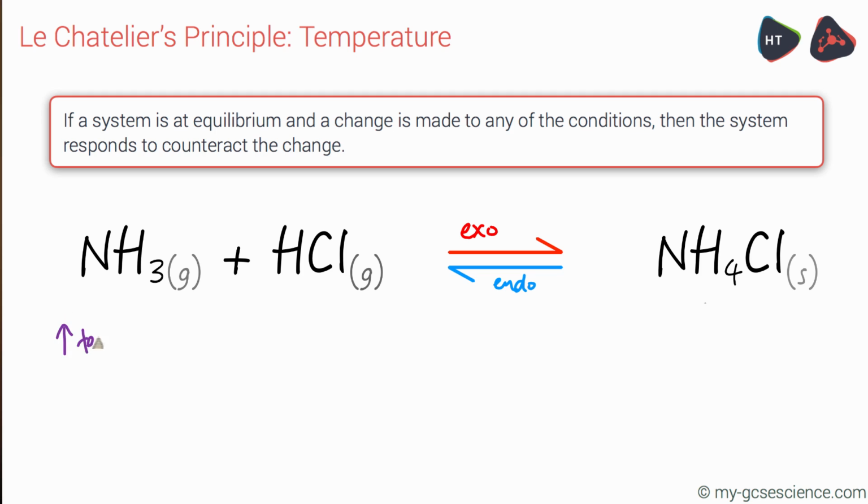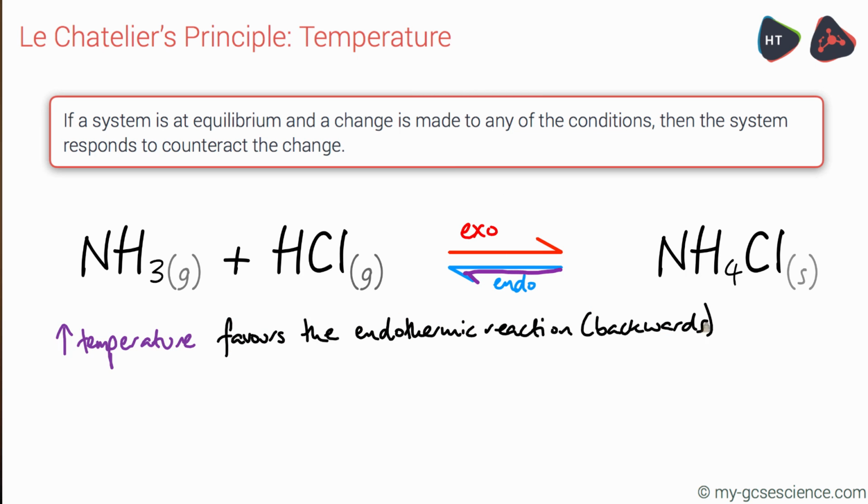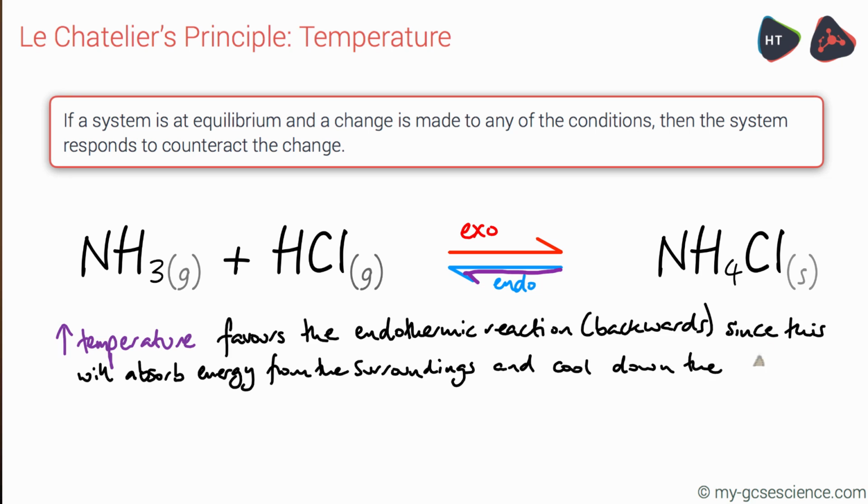So what do you think will happen if we increase the temperature? Well, there's really two ways to think about this. The way that I think makes most sense is that if you increase the temperature, then the reaction that takes in the heat will be the one that's favoured. And that's the endothermic reaction, which in this case is the backwards reaction. It will absorb energy from the surroundings, and in turn it will cool down the system.